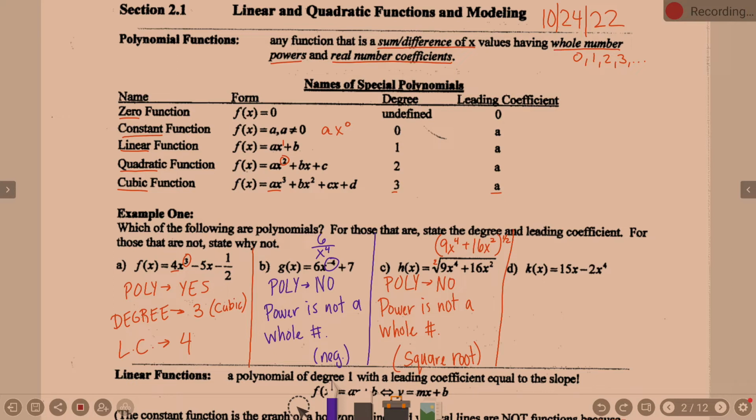And D. K of x equals 15x minus 2x to the fourth. Is it a polynomial or not? I feel like it's supposed to be yes. But it doesn't look like one. The coefficient is negative 2, but the coefficient is a real number. If you flip it around and put it in order, it would be negative 2x to the 4th plus 15x. There's no rule that says it can't be negative 2x.